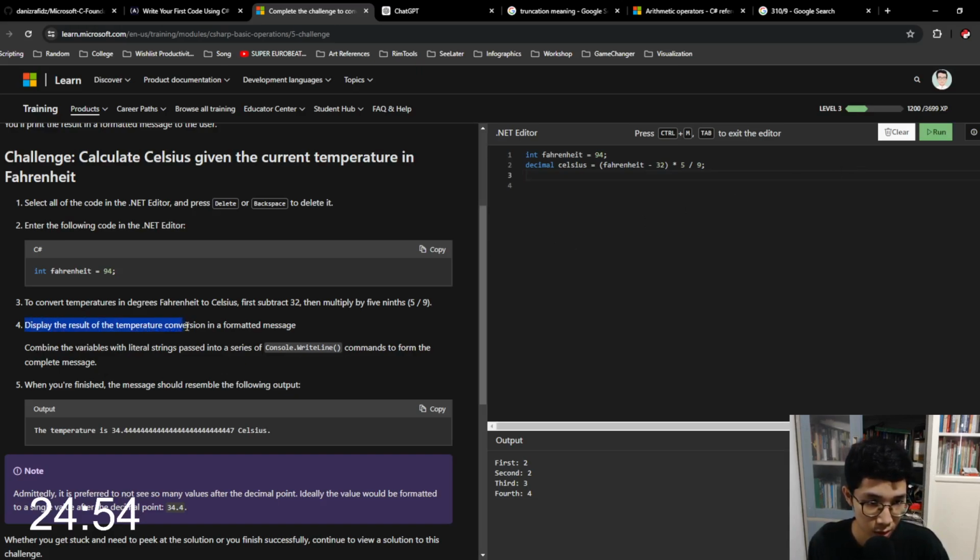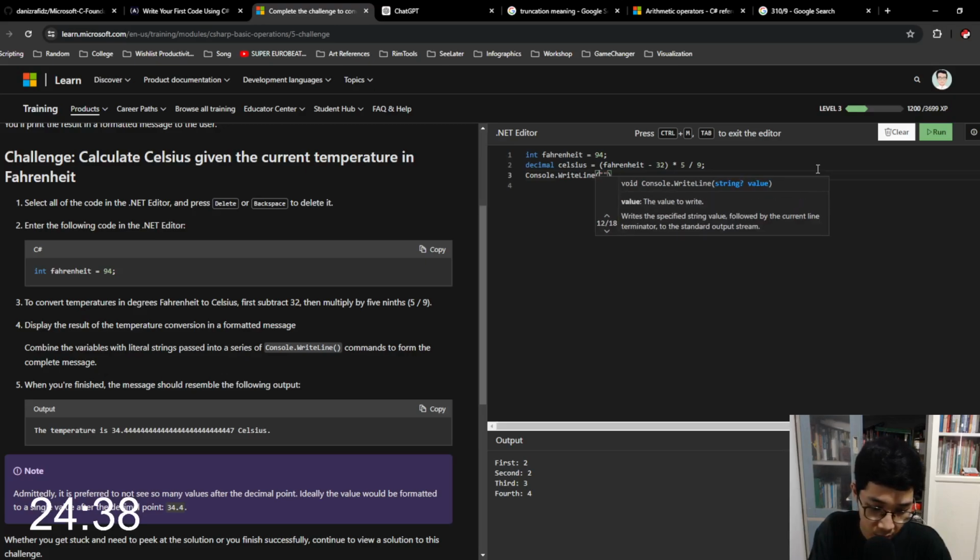So display the result in a formatted message, yes. Don't forget Console.WriteLine, and then the literal string. So I use interpolation. Yes, I think I have to. The temperature.